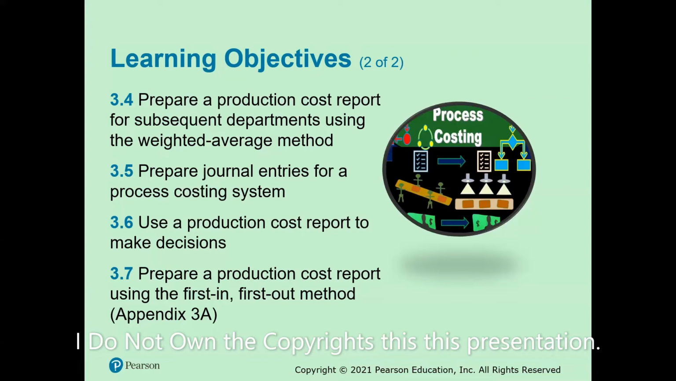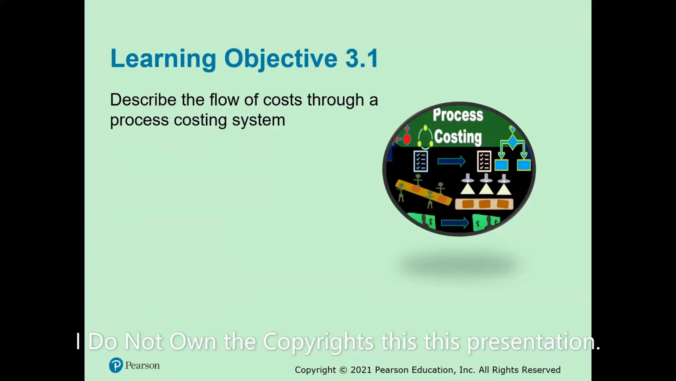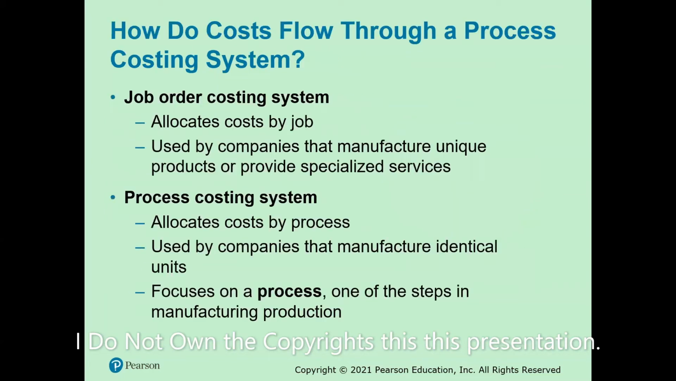So let's begin with learning objective 3.1. Describe the flow of costs through a process costing system. Job order costing is an accounting system that accumulates costs by job. It is used by companies that manufacture unique products or provide specialized services.